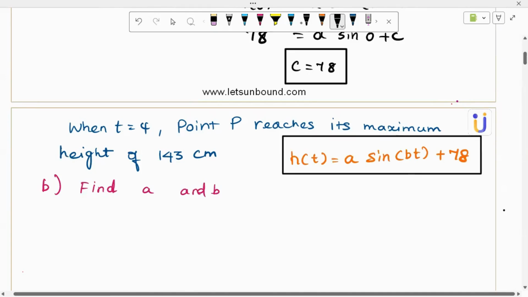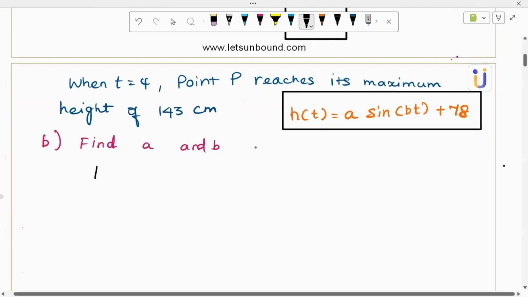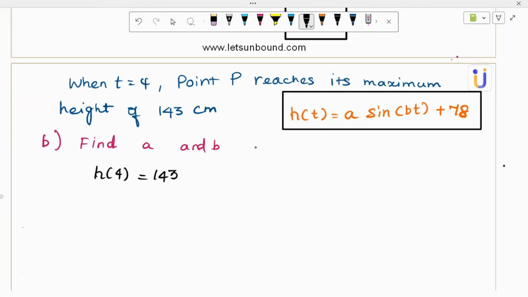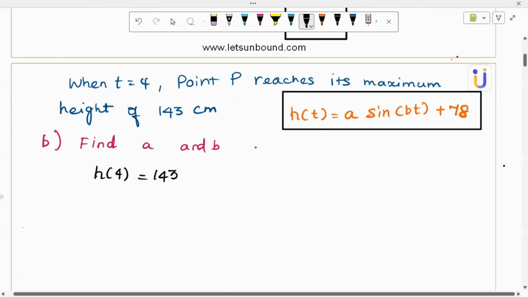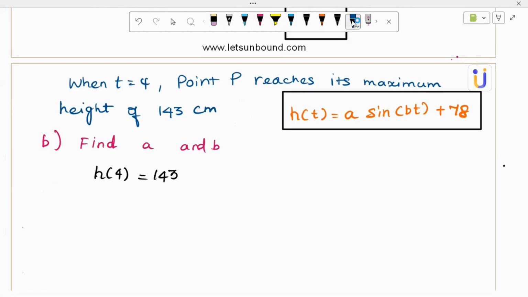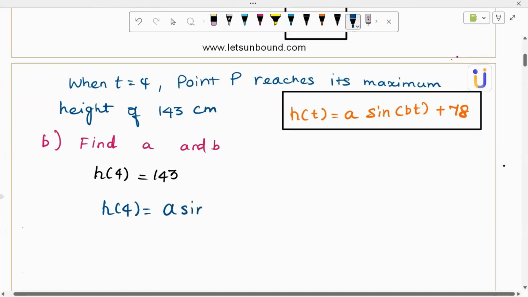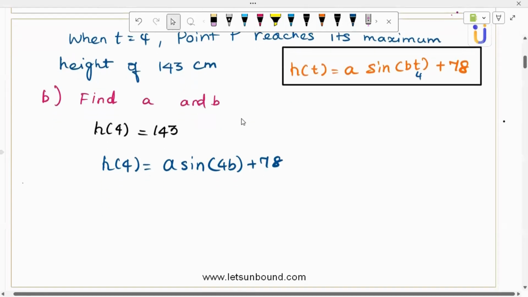Find a and b. So let's go with the equation. Like the description says, h of 4 is 143 and that is the maximum height also, right? Let's see how to use it to find a and b. So h of 4 equals a sine, we substitute 4 here, so 4b plus 78. h of 4 is 143, equal to a sine 4b plus 78.